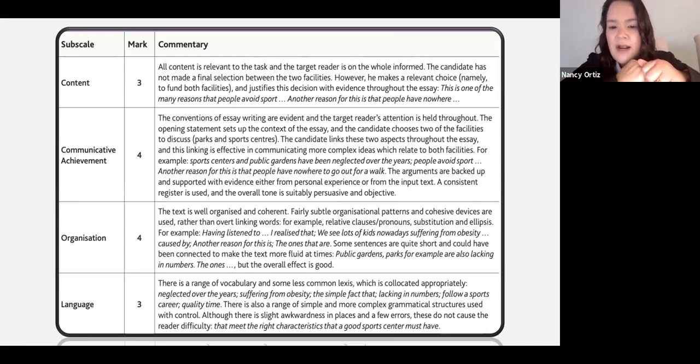There is also a range of simple and more complex grammatical structures. Again, still simple, used with control. Although there is slight awareness in places and few errors, these do not cause the reader difficulty. That meet the right characteristics that a good sports center must have. And here's an example of a mistake.